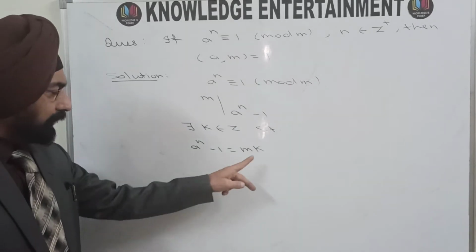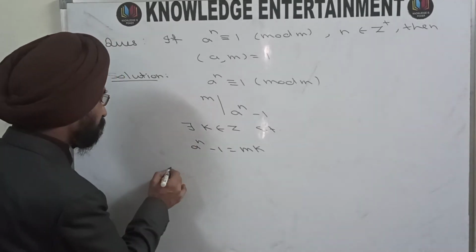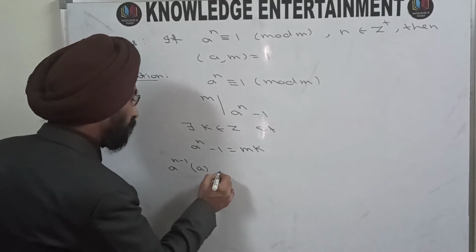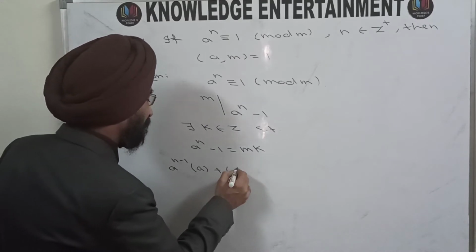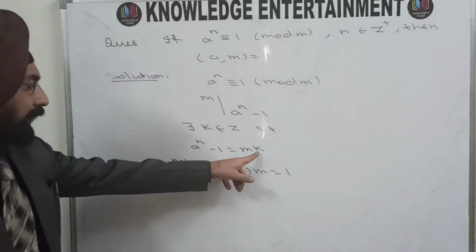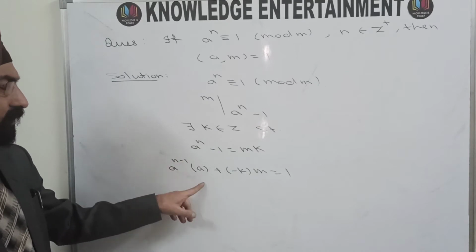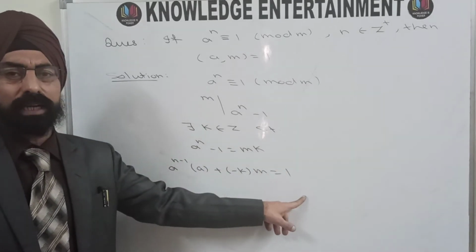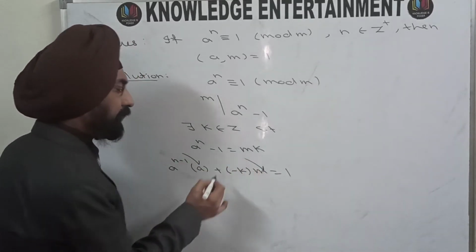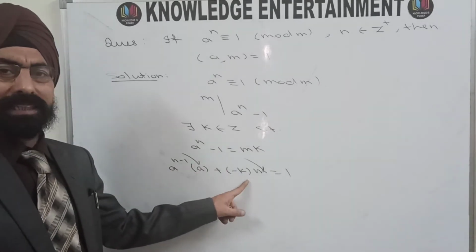Rewriting the equation by taking mk to the left hand side and 1 to the right hand side, you can write this equation as a power n minus 1 into a plus minus k times m is equal to 1. This mk becomes minus mk. This a power n, I have written as a power n minus 1 into a, and this minus 1 I have taken to the right hand side. So a linear combination of a and m is coming out to be 1, where the coefficients are purely integers.